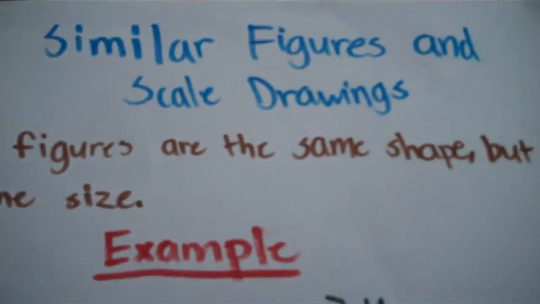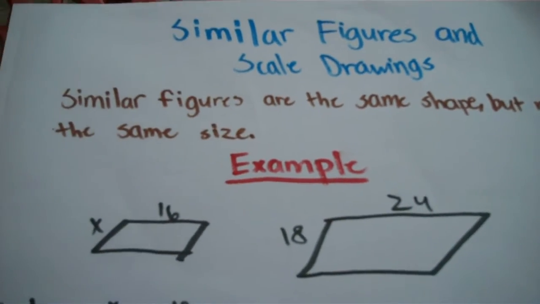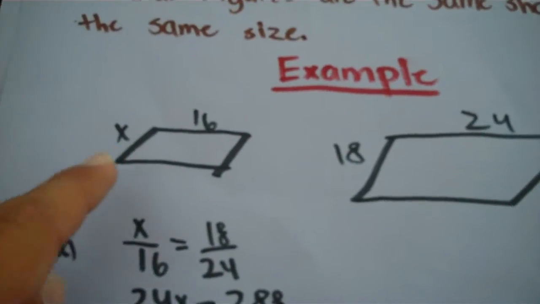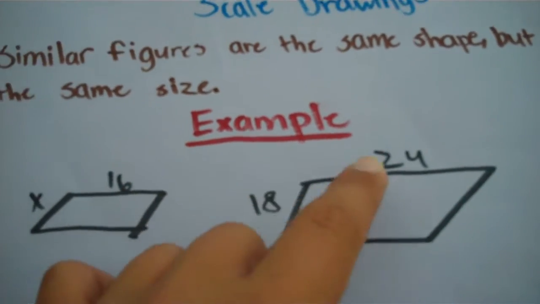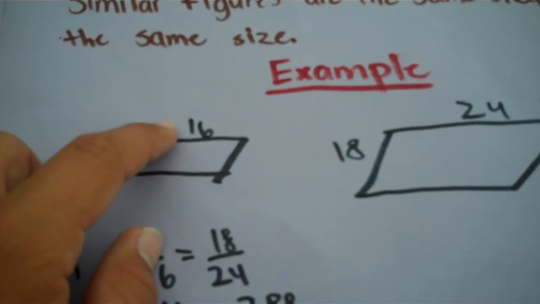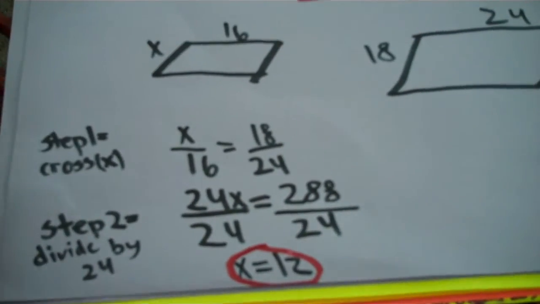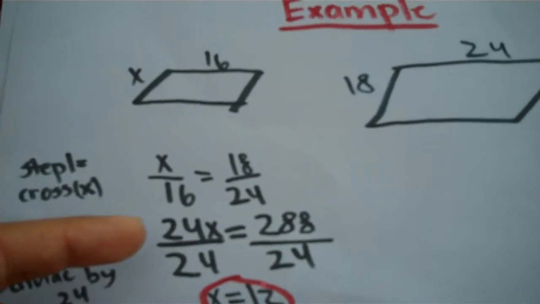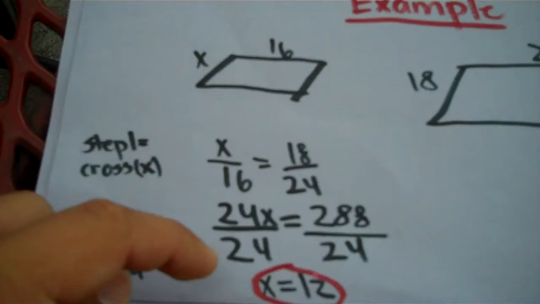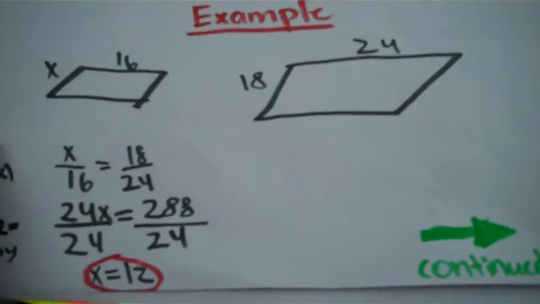The next thing you'll be learning is similar figures and scale drawings. Similar figures are the same shape, but not the same size. So here's an example. x and 16 and 18 and 24. Now to write that as a proportion would be x over 16 equals 18 over 24. And so basically you just have to cross multiply that, so that would equal 24x equals 288. And like I said before, divide by the side with the letter, so that would cancel itself out, and 288 divided by 24 equals 12. That's how you do similar figures.